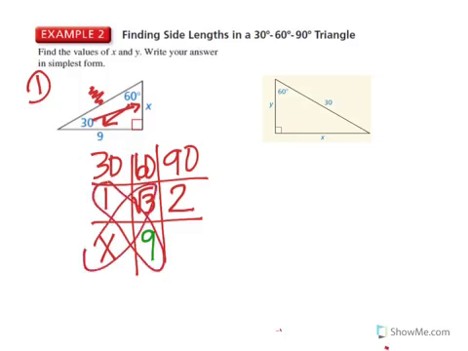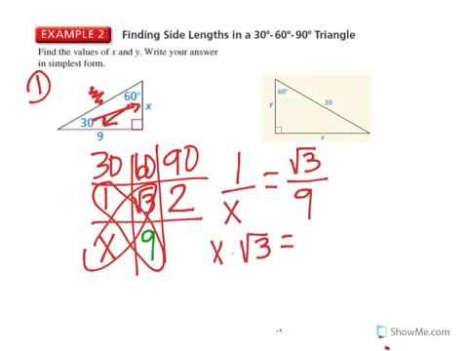So we're going to have 1 over x would equal square root of 3 over 9. When I cross multiply those, I'm going to have x times the square root of 3 equals 9. Now I need to divide by the square root of 3 to get x isolated and solve for x. It will cancel out over there, but we cannot have a radical in the denominator.